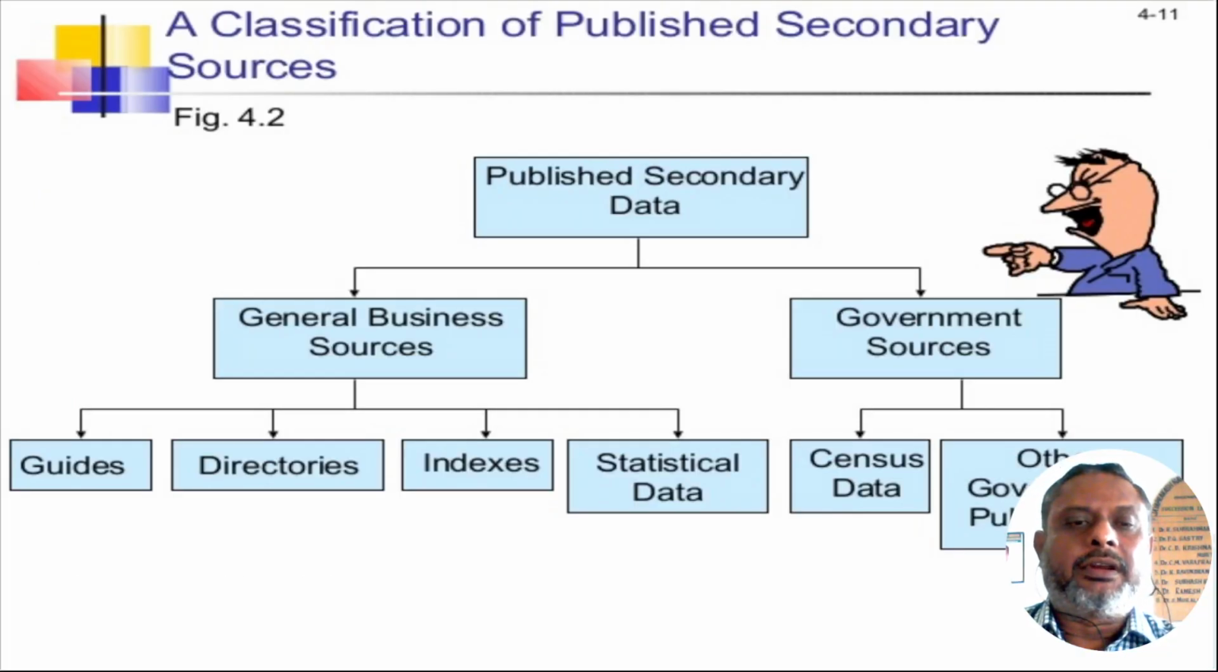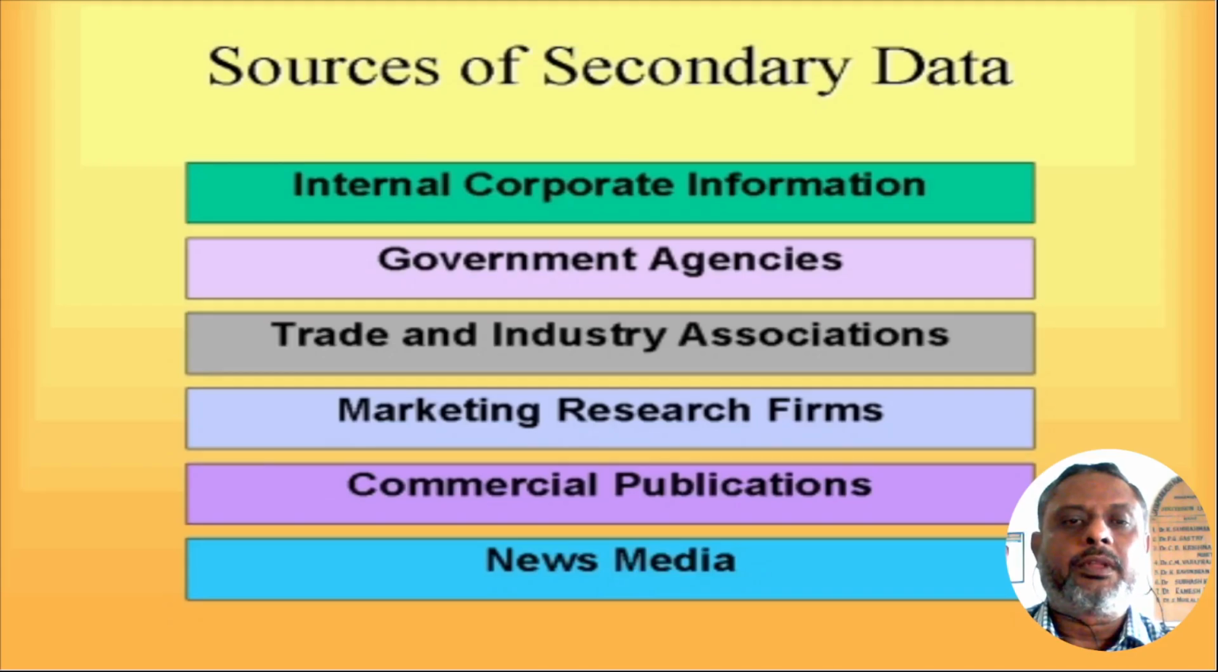The published secondary data may be a general business source, coming from guides, directories, indexes, statistical data, or maybe coming from governmental sources like census data and other government publications. The sources of secondary data are the internal corporate information, government agencies, trade and industry associations, marketing research firms, commercial publications, news media, so many other places where we can think of collecting the data.